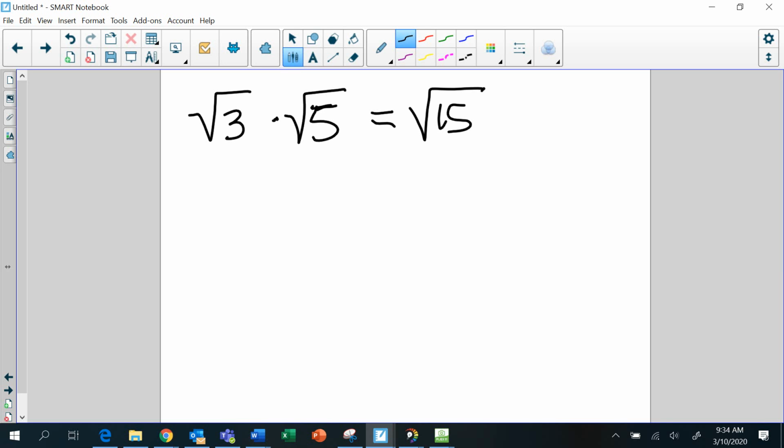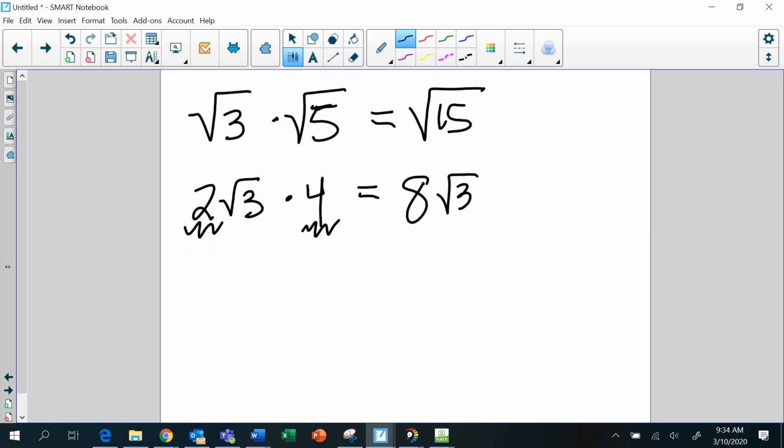What if I have 2 square root 3 multiplied by 4? 8 square root 3. So you can only multiply by the things that are kind of in that same location. So you can multiply the 2 and 4 together, but you can't multiply by 3. Yes? In the square root 3 times square root 5, why does the square root cancel out? Because the square root of 15 isn't a perfect square.